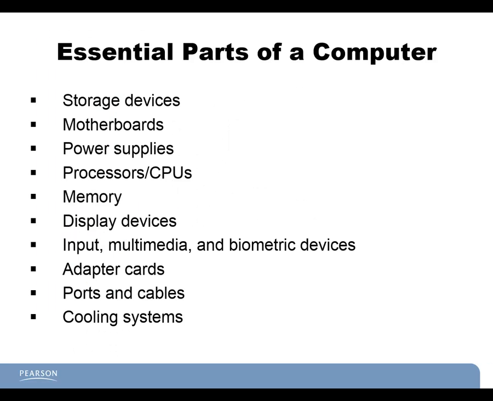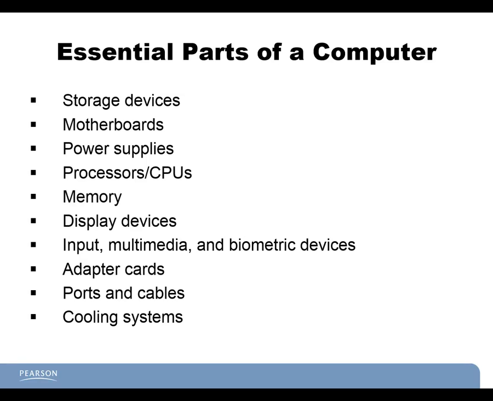So there are some essential parts that any computer is going to have. And now these may be a little different whether it's a laptop or a desktop, but essentially all machines are going to have these. They're all going to have some sort of storage device. They're going to have a hard drive, whether it be a traditional drive or solid state. They're going to have a motherboard and a power supply. They're going to have some sort of processor. They're all going to have memory. They're going to have a display, whether that be an external monitor or, in the case of a laptop, built in. They're going to have some sort of input device like a keyboard, a mouse.